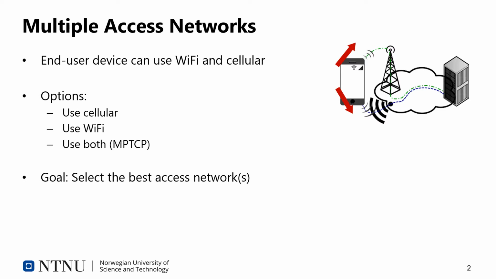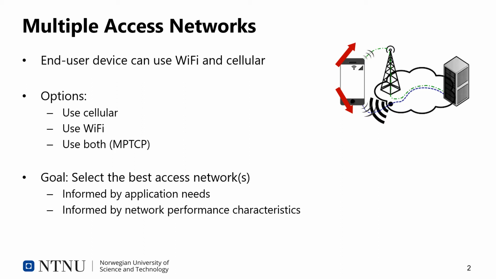So, how to automatically select the best access network? Our approach to tackle this problem is to consider application needs specified by the application and network performance characteristics gathered during the network usage. Our informed access network selection, or IANS approach, is thus able to optimize for the most suitable network characteristics, such as highest available capacity or least perceived capacity variation.